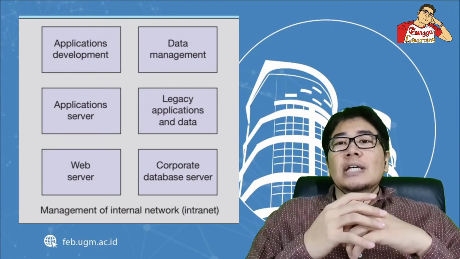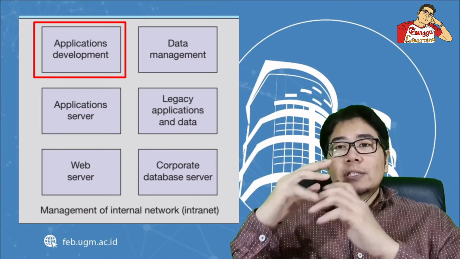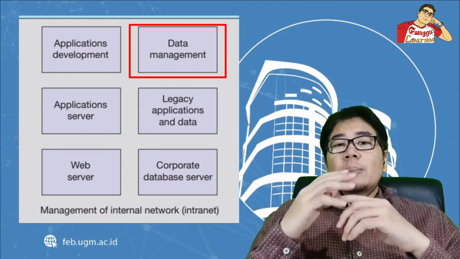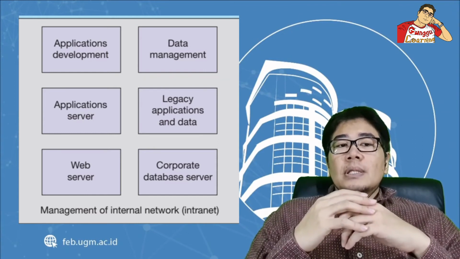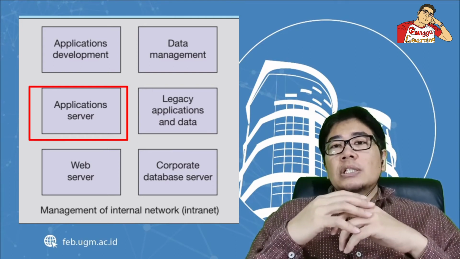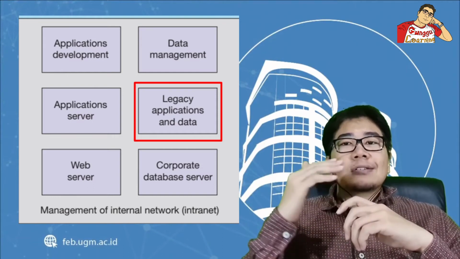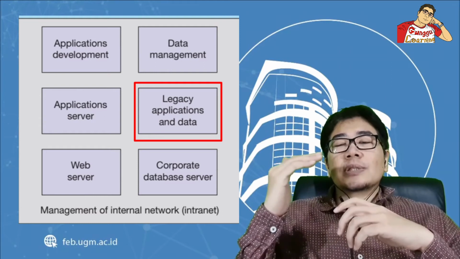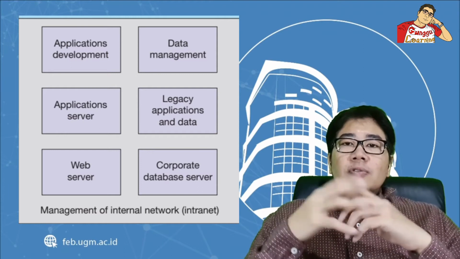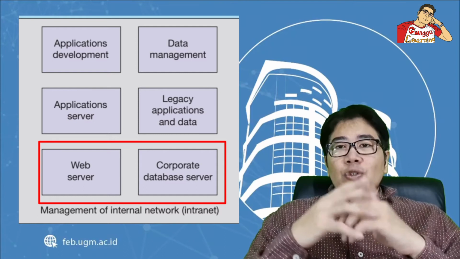The intranet applications issues include how to choose the appropriate platform for developing applications and how to manage the data and content, for example, by using an integrated database. Management also has to make sure that the application server is high in quality and very reliable. Management also has to make sure that the newly developed applications can be integrated with the legacy applications and data. And finally, management also needs to control those applications to monitor the service levels of the web server and the corporate database server.